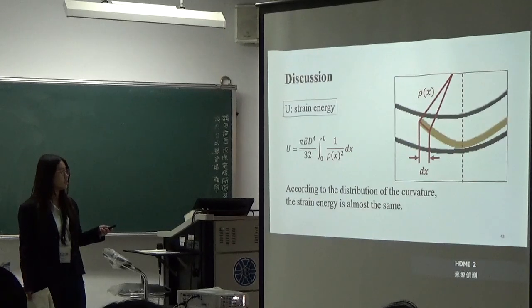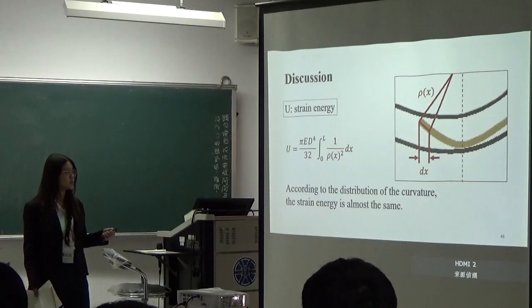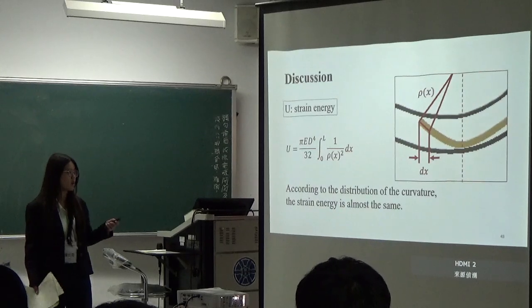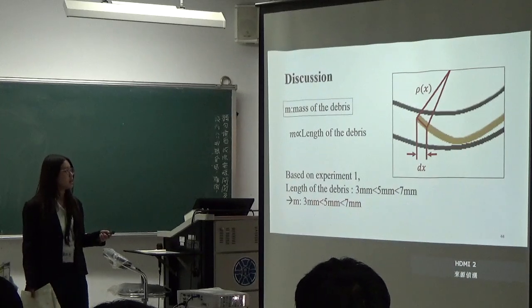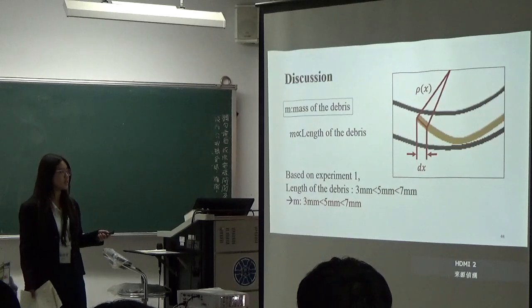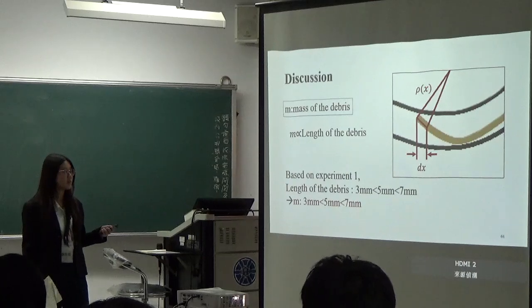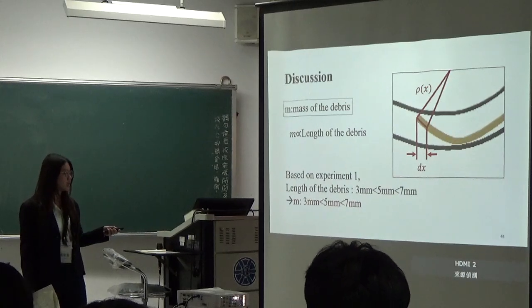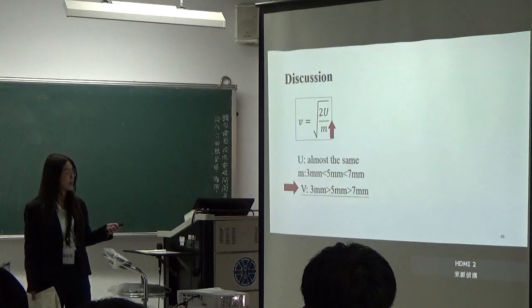And the strain energy, according to the distribution of the curvature, the strain energy is almost the same. And mass of the barrels. Based on the first experiment, the length of the barrels is 3 millimeters, 5 millimeters, and 7 millimeters. So the result is that n is equal to the length of the barrels.